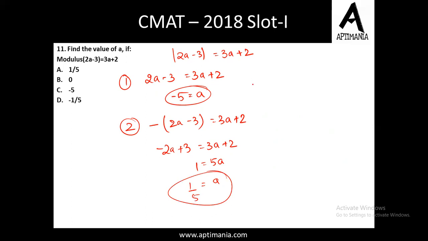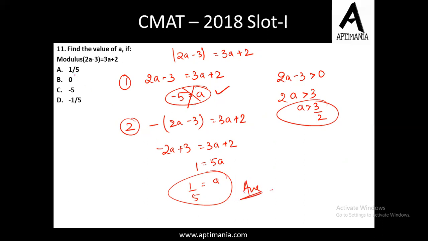So for this condition, for 2a minus 3 to be positive, 2a needs to be greater than 3, and a needs to be greater than 3 by 2. But as we can see, a is turning out to be minus 5, which means this is not a possible value of a in this case. So the correct answer for question number 11 should be a equals to 1 by 5. So for question number 11, option 1 by 5 is the correct answer. Let's go ahead to the next question.